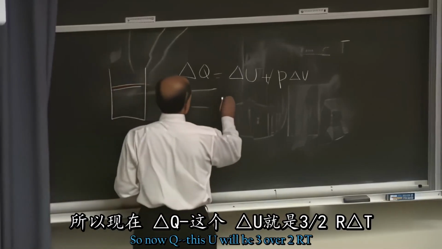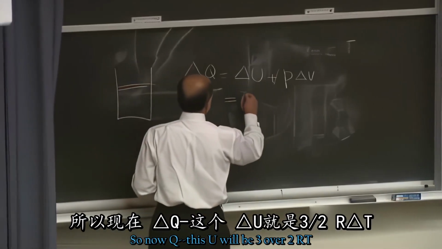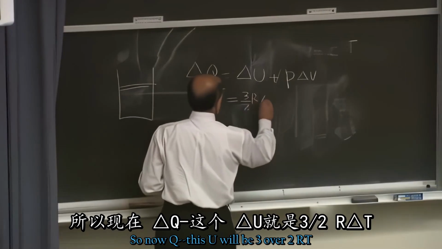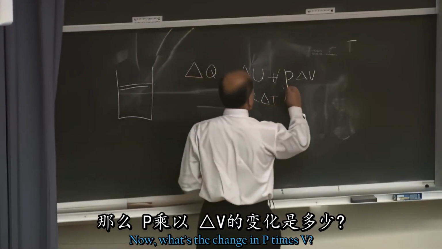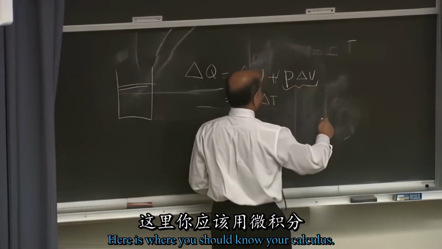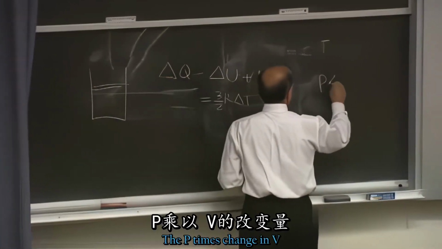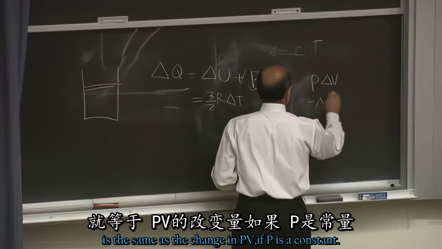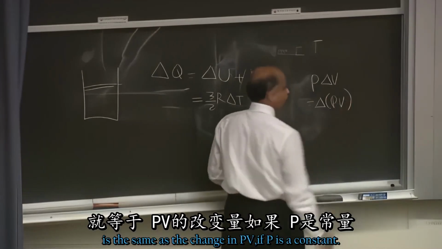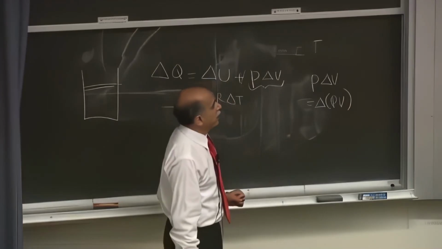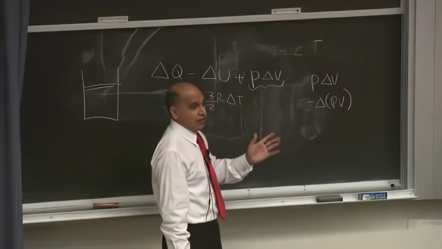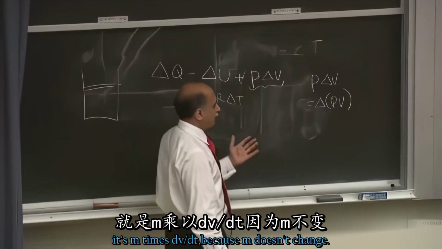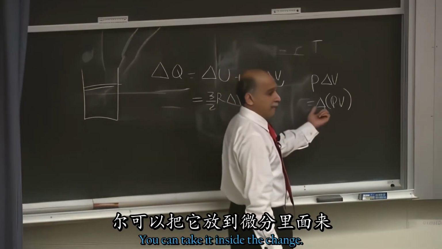So now, delta Q, this delta U will be 3 over 2R delta T. Now, what's the change in P times delta V? Here is where you should know your calculus, that P times change in V is the same as change in PV if P is a constant. Right? Remember long back when I did rate of change of momentum is d by dt of mv, it's m times dv dt. So if m doesn't change, you can take it inside the change.